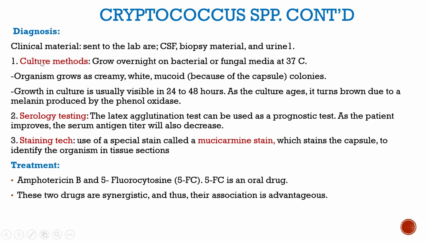Then a different method you can use in diagnosis is culture methods. Number one is that it can be grown overnight on bacterial or fungal media at 37 degrees Celsius. And then when it grows, it forms creamy white mucoid colonies because of the capsule. Okay, so growth in the culture is usually visible within 24 to 48 hours. And then as the culture ages, it turns brown due to melanin production by the phenol oxidase. I told you it produces phenol oxidase as a virulence factor.